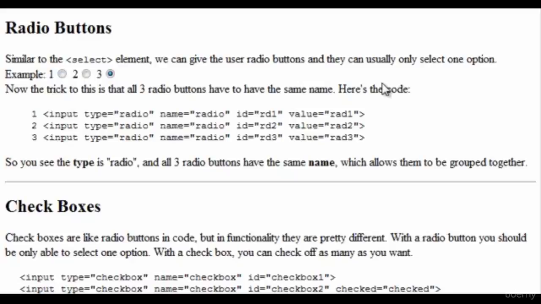So here's the code that we're going to look at. We have number 1, just right up here, number 2, and the third radio button. All three have the same name. It's called radio. The value is different. That's not important. The ID is different. That's not important. What's important is that the type and the name are the same. What I mean is type, all three have to be radio, and the name, all three have to be radio.